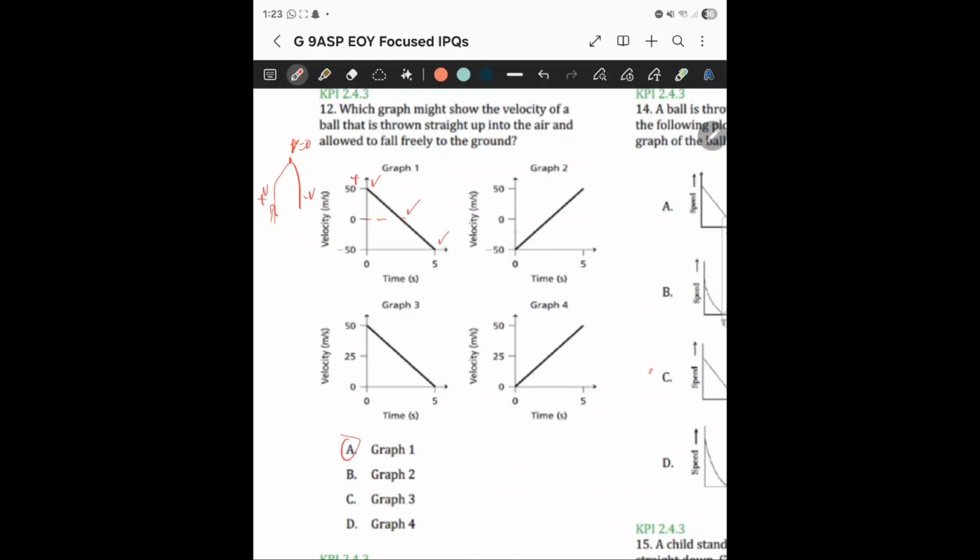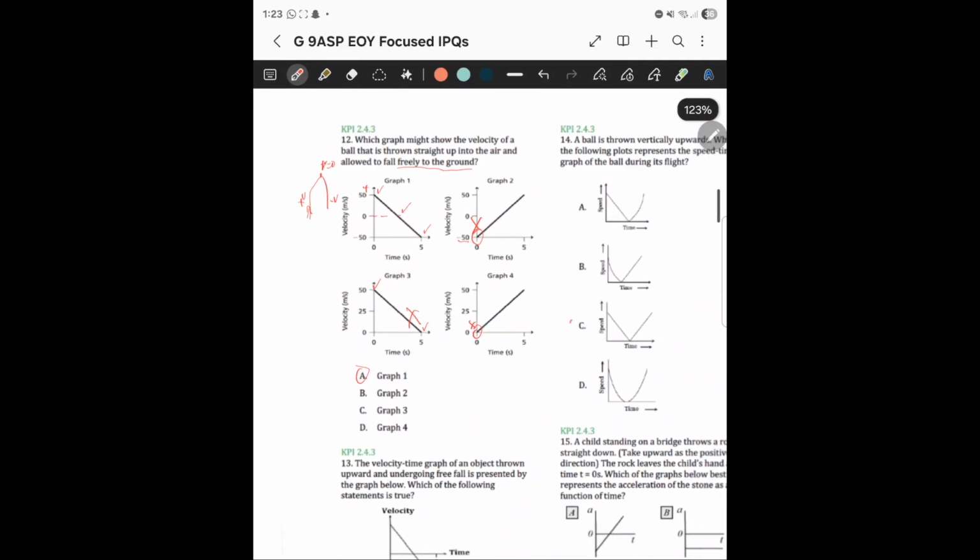Graph 1 is correct. This one started minus, that's wrong. This one started from 0, wrong. This one started from positive, it reached 0 but then it stopped, so that's also wrong. It has to fall freely to the ground, so it must be finishing at minus of the starting speed.